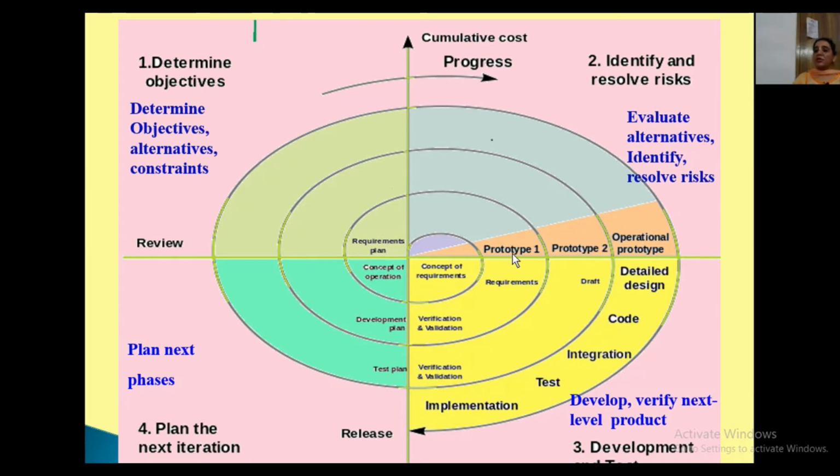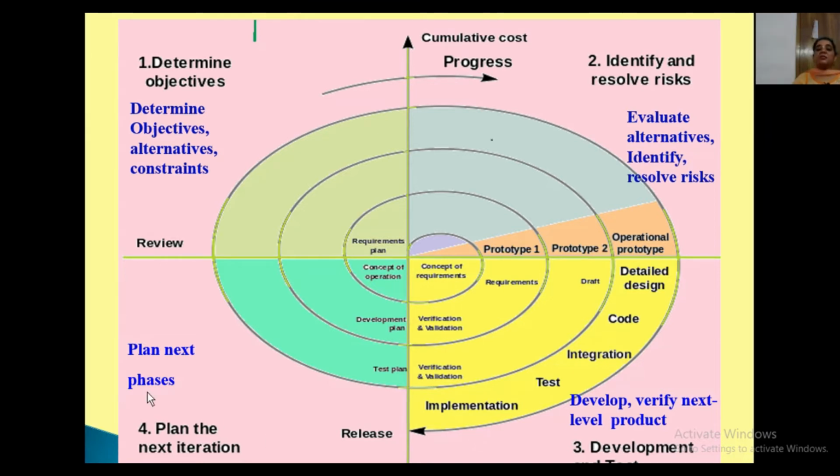And in the quadrant 2, prototype 1, 2 and operational prototypes are generated so that you can check out the risks with this particular project. In the third quadrant, you have design, coding, integration, test and implementation basically done, where the verification and validation is also done side by side.